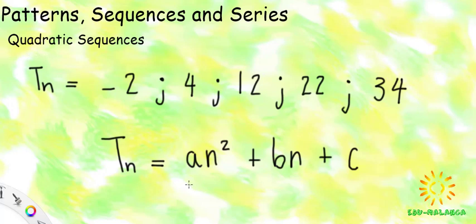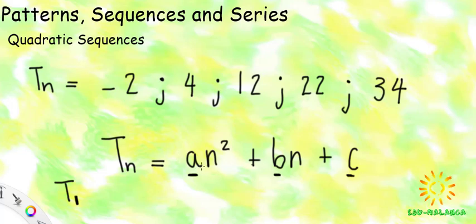Just to avoid any confusion, let me make it clear that a in this equation does not represent the first term. It's a coefficient of n squared, just like b is the coefficient of n, and then c is a constant. These are the coefficients. This is not the first term. When we're looking at quadratic sequences, our first term, we will just call it T1. So how do we solve for the coefficients that go into this equation?